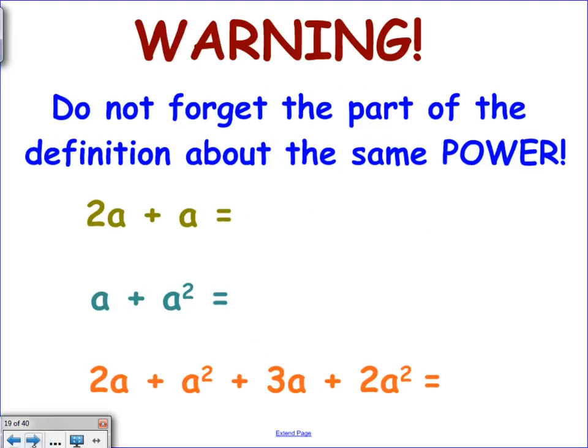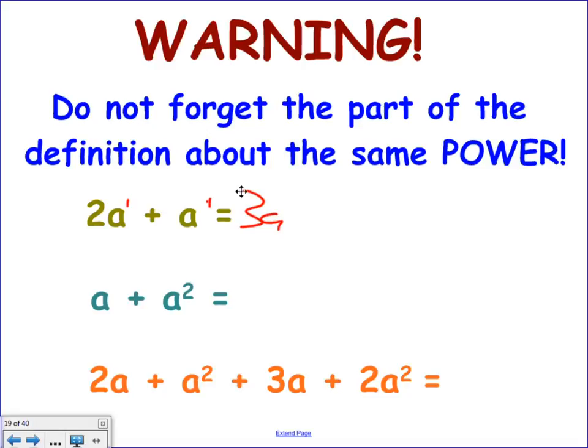Let's catch up on some time, okay? Be careful about this thing about powers, okay? About indices. You can add things that have the same index. So the reason I can add 2a to a and get 3a is there's an invisible 1 there. They have a power of 1.